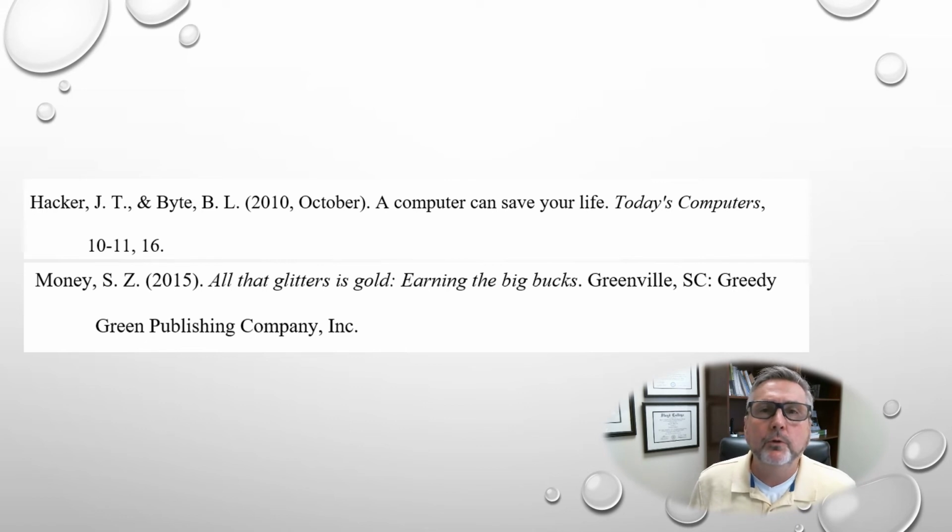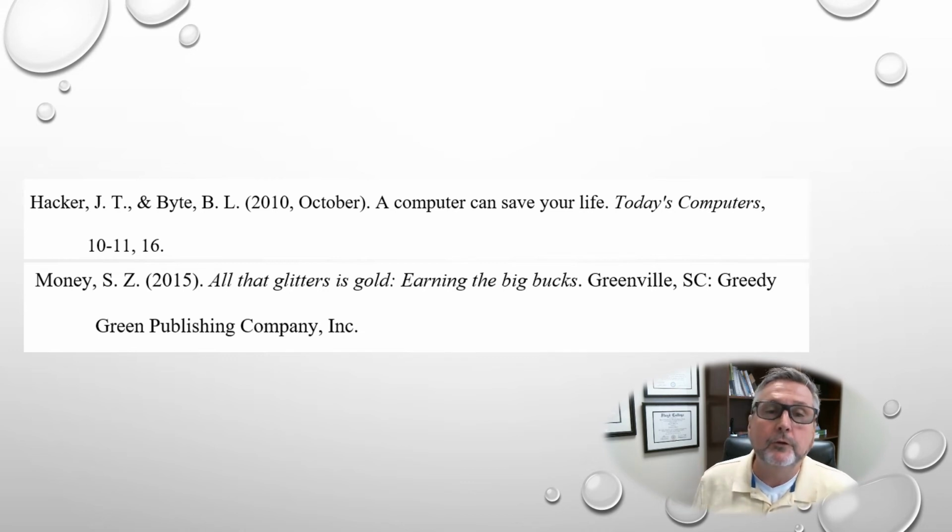These are two separate entries. One of them is for the magazine article, and the bottom is for the book. Doesn't matter if it's a magazine article or a book or whatnot. Every entry is always alphabetized according to the author's last name.